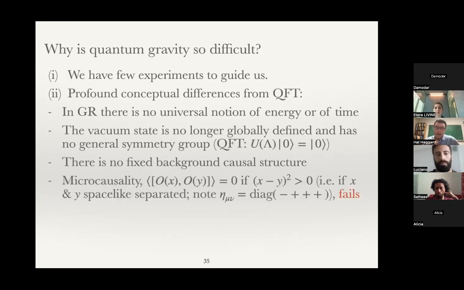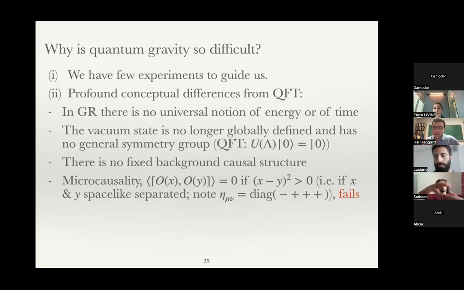Closely related to that, in quantum field theory, we often talk about microcausality. So if you have some observable O and you find the commutator of the observable at X and at Y and calculate the expectation value of that, microcausality is the statement that the expectation value vanishes if X and Y are space-like separated.